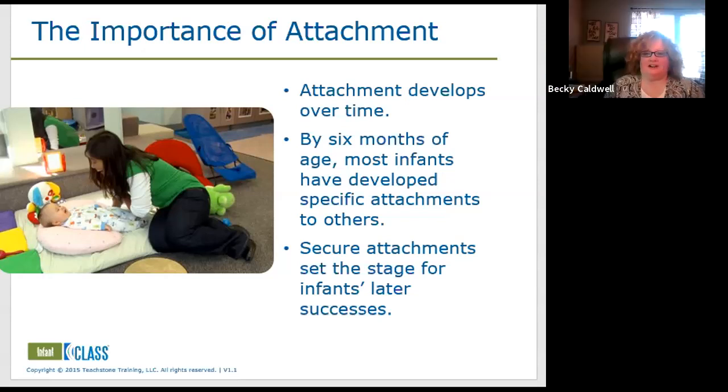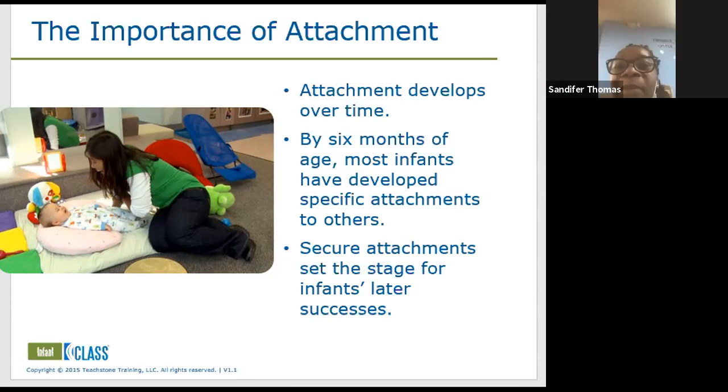I think Sandifer has something to say, but you've got to unmute so we can hear you. Can you unmute yourself? There you go. Can you hear me? Yep. I'm sorry. What I look for when I walk in my infant toddler room is the relationship that the child and the teacher have.